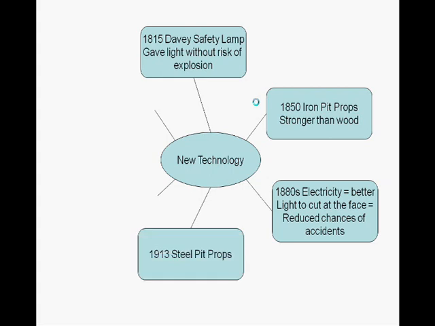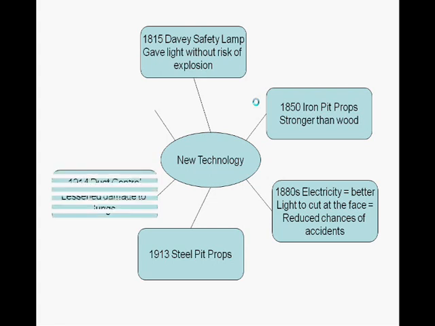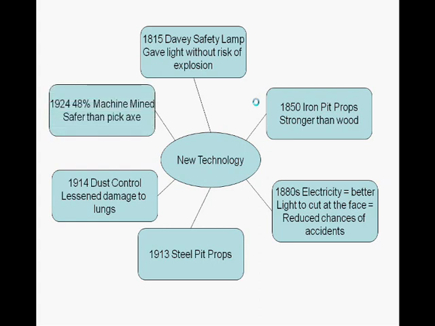In 1913, they introduced steel pit props, again stronger than iron, reducing the chances of having a mine collapse. In 1914, dust control was introduced to lessen the damage to lungs. By 1924, 48% of the coal is machine mined. This means that they're not using a pickaxe, which in general means it's going to be safer.